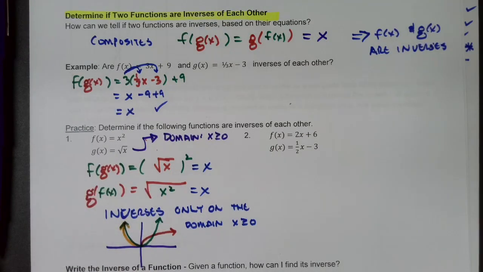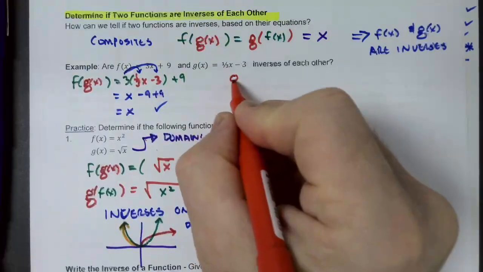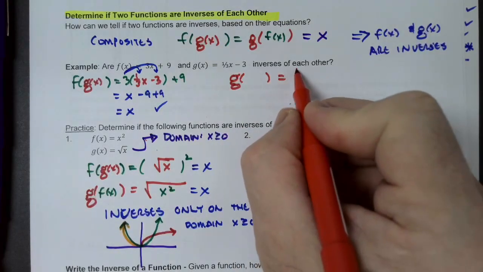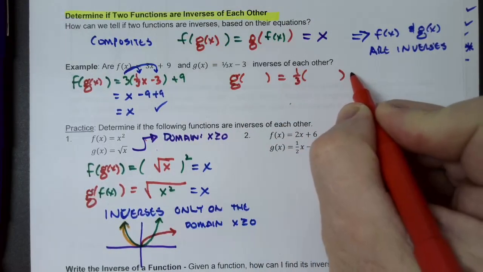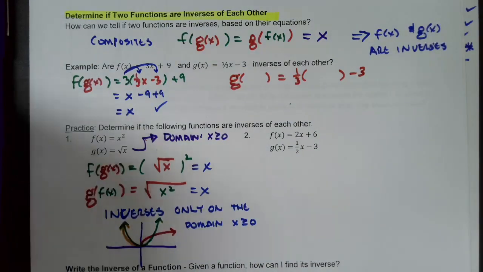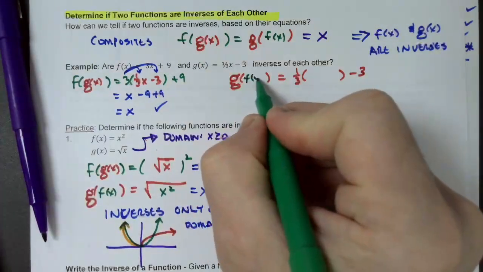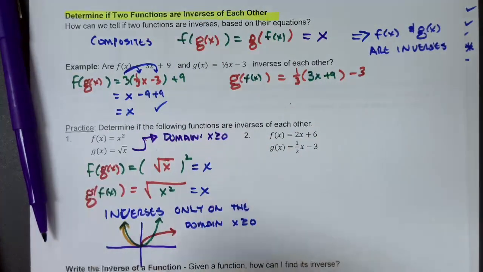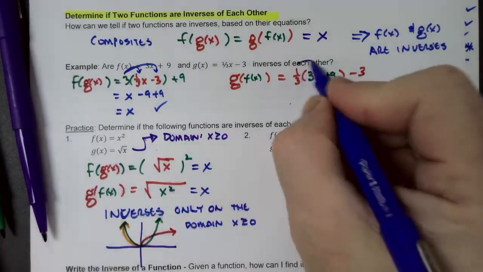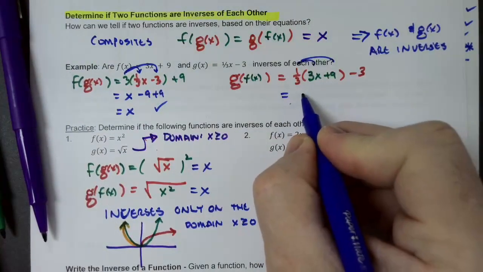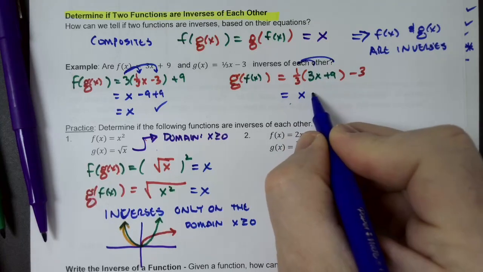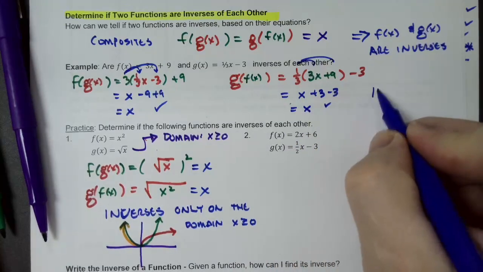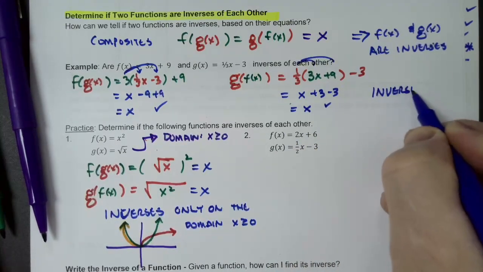Let's check the other way, with the g of x function now being our outside function, and where we see that x, we'll substitute in the f of x function. The f of x function is, like we saw in the last one, 3x plus 9. Distribute: 1/3 of 3 is 1, times x is x. 1/3 of 9 is 3. 3 minus 3 is 0. And yes, this shows that these are inverses.